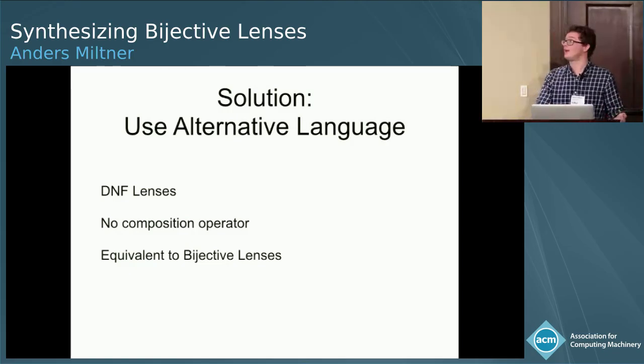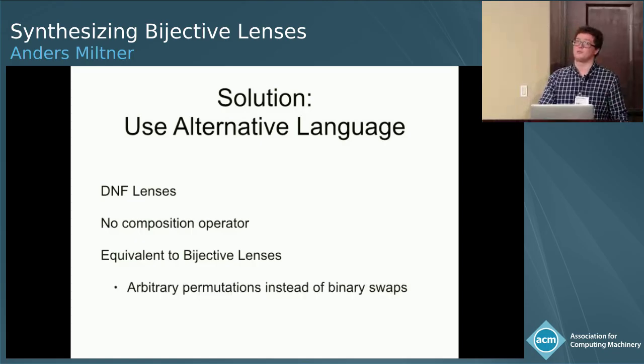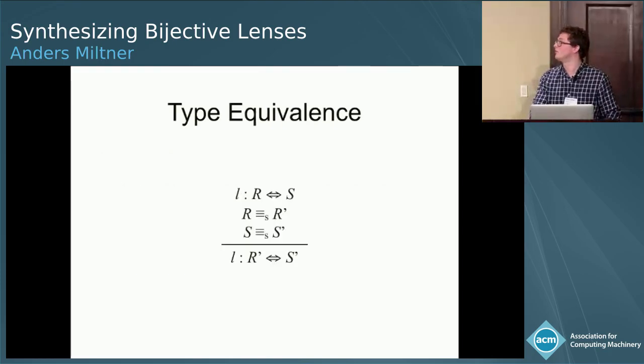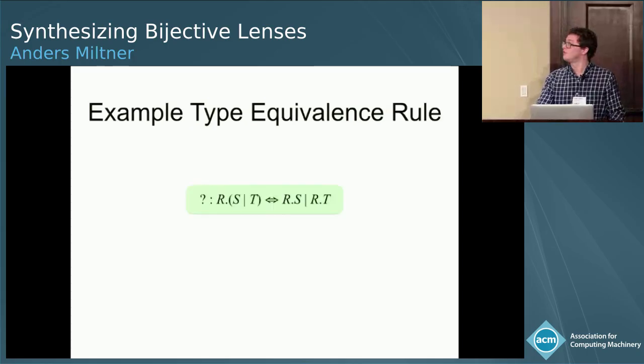And how do we maintain that they're equivalent without having a composition operator? We use arbitrary permutations instead of just the binary swaps. So our last rule is type equivalence. So again, if we have a lens between two regular expressions and those regular expressions are equivalent to other ones, then that lens is also well typed between those other regular expressions. So let's look at it in the context of synthesis.